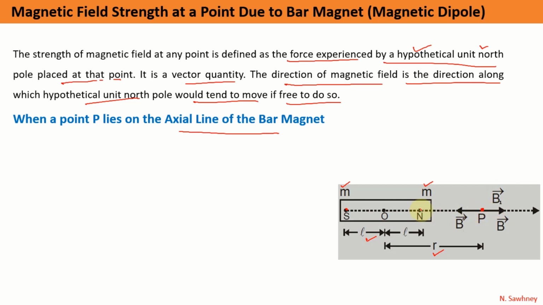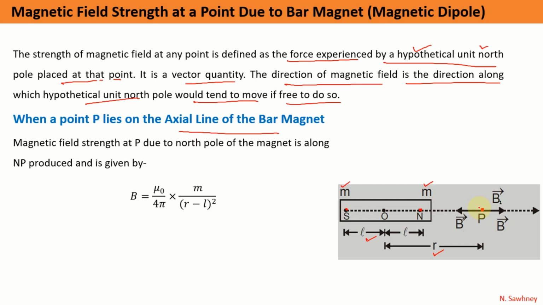We will first find the magnetic field due to the north pole of the bar magnet, then we will find it due to the south pole, and later we will calculate the total magnetic field of the bar magnet at point P. For this, the magnetic field strength at P due to the north pole will be mu naught upon 4 pi into pole strength upon distance square. The distance will be r minus L.